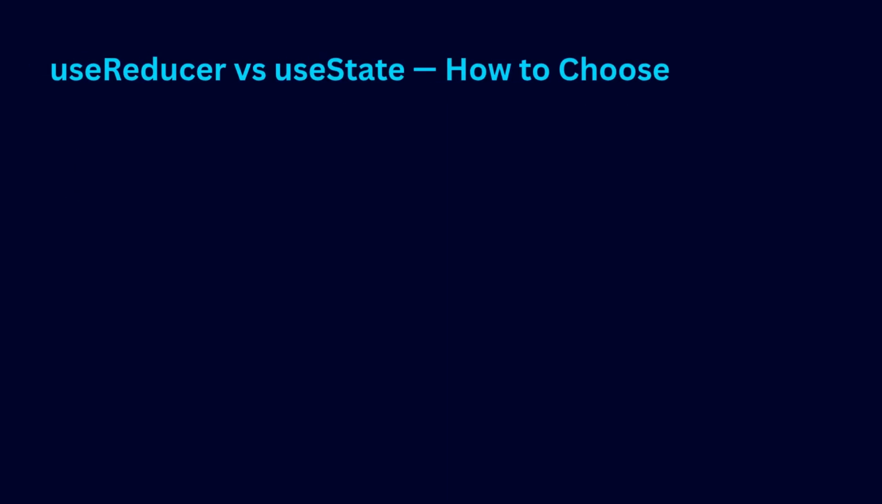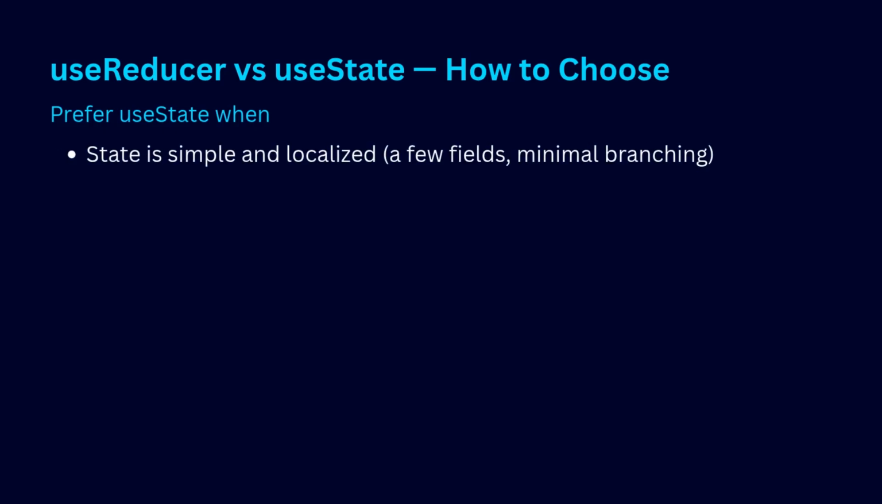Next, useReducer versus useState. How to choose between these two? When to prefer useState? When state is simple and localized, a few fields, minimal branching, and updates are straightforward.